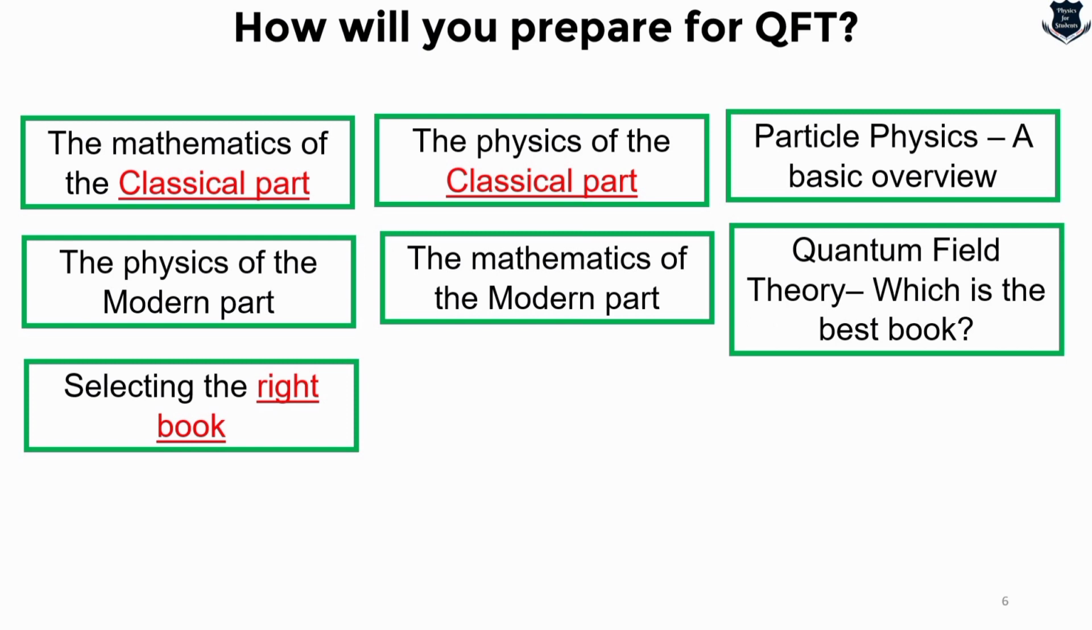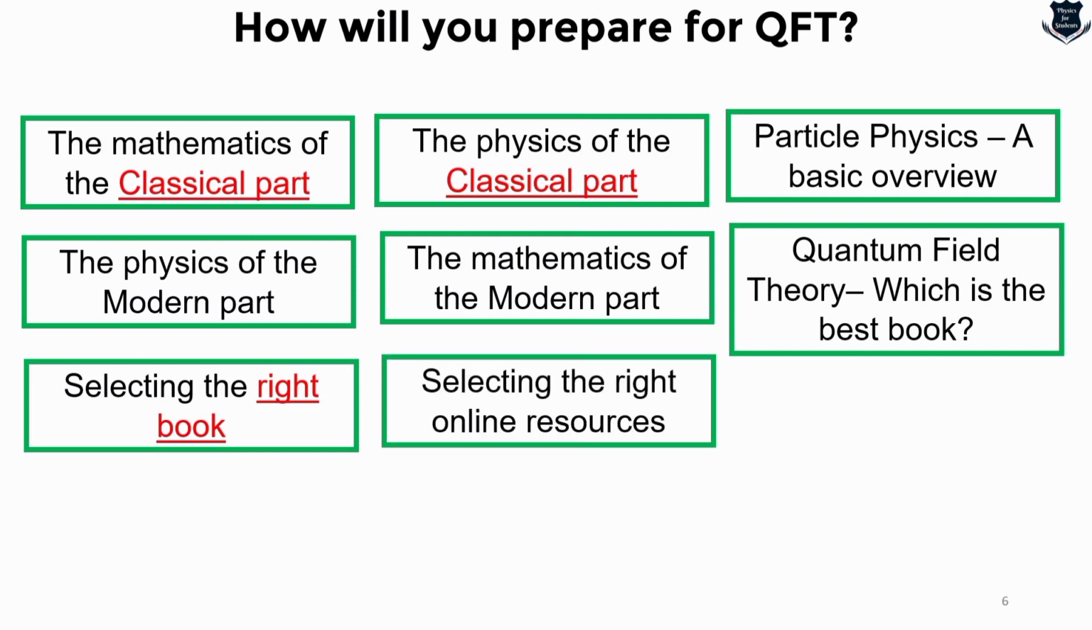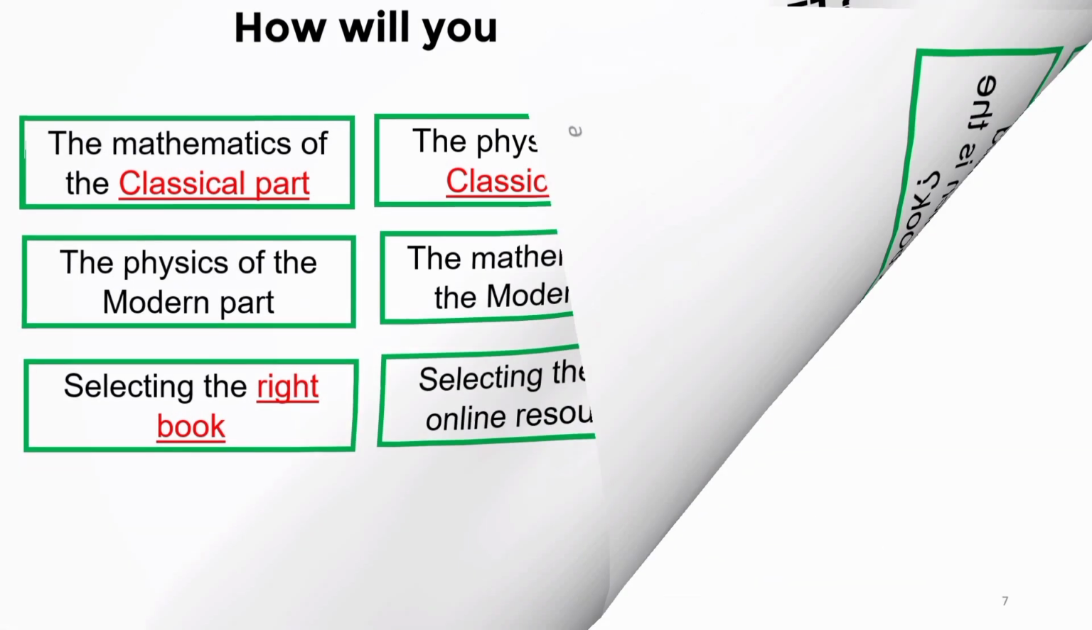Earlier video we dealt with the mathematics of the classical part, but we are going ahead with the physics of the classical part because that is more important before we jump into the real mathematics of quantum field theory. And selecting the right book, yes, it is very crucial in understanding, and what are the online resources, lectures, websites which we will eventually cover in this series, that is, what are the right resources you need to go through.